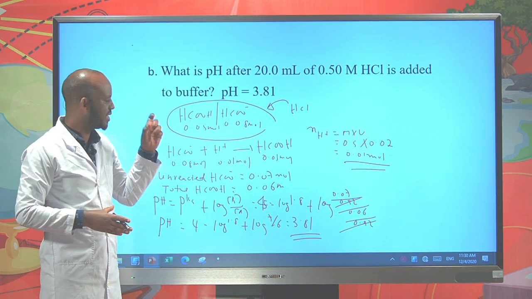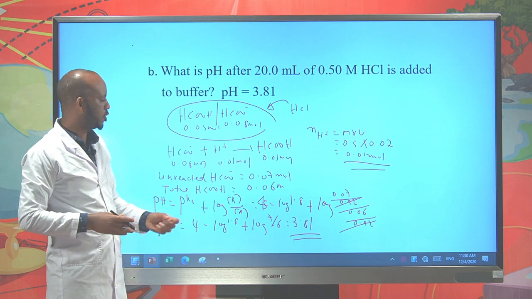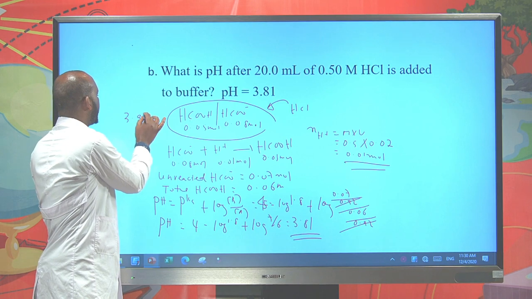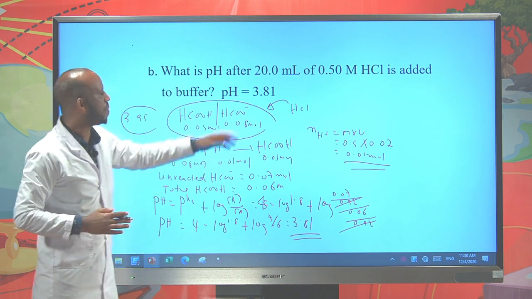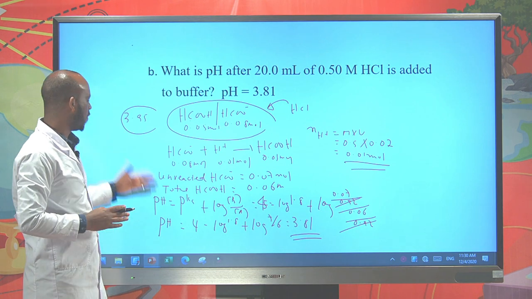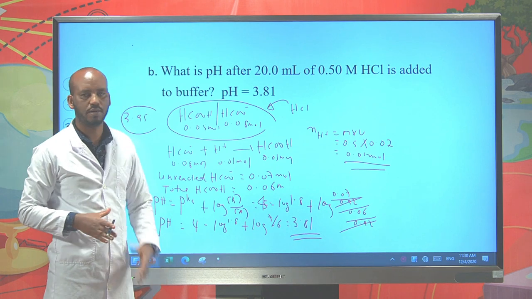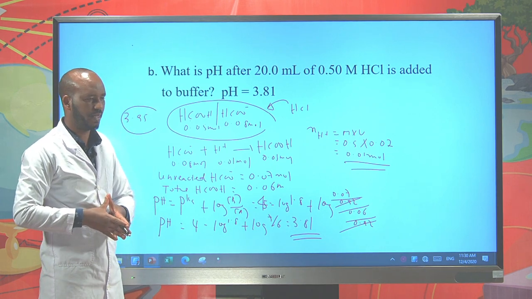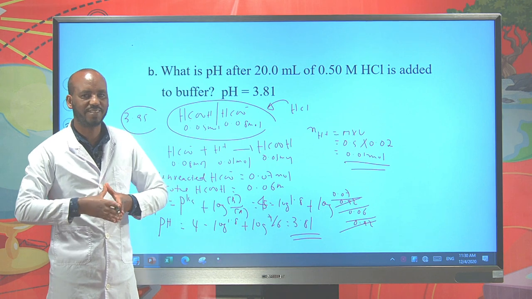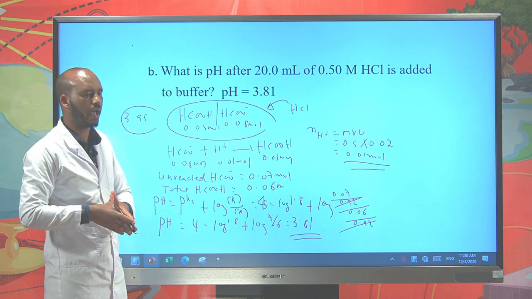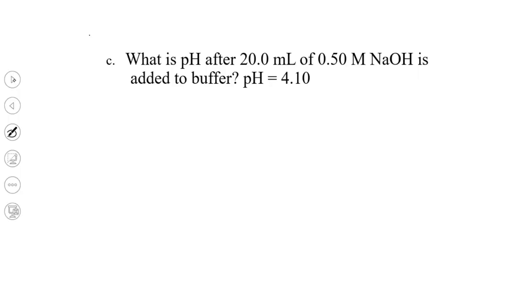Yes, before adding any acid, the pH of the solution was found to be 3.95. After adding a small amount of an acid, the pH of this buffer solution is found to be 3.81. Small change in pH. That is why a buffer solution is a solution that resists change in pH upon addition of a limited amount of an acid or a base. See, what is the pH after 20 milliliters of 0.5 molar sodium hydroxide is added to a buffer?